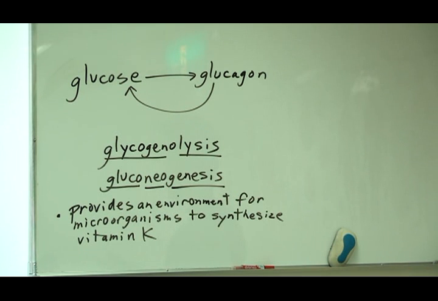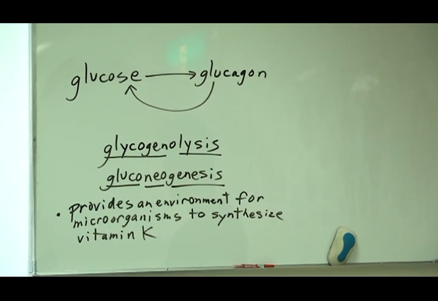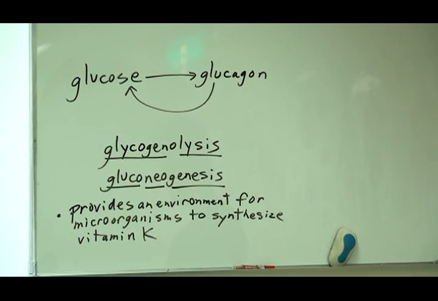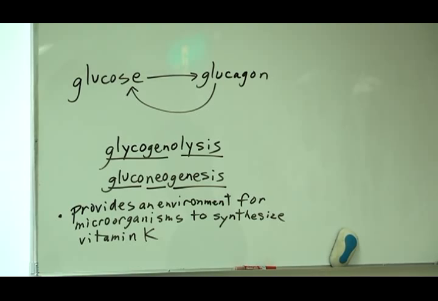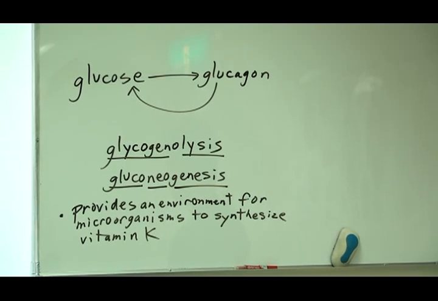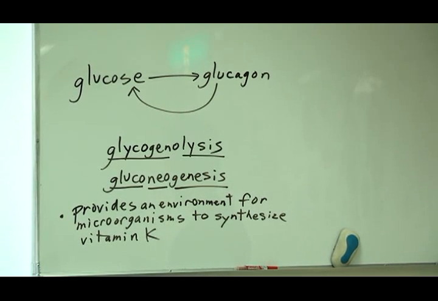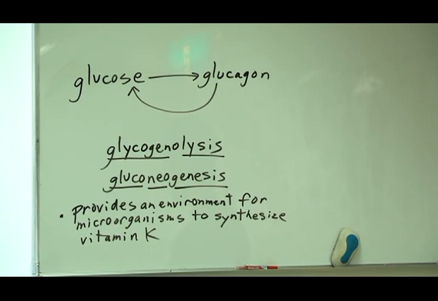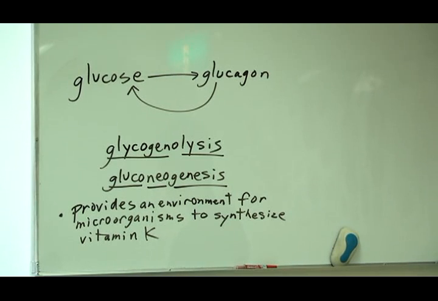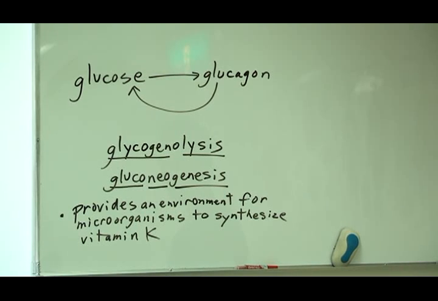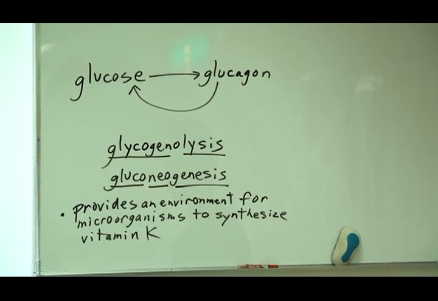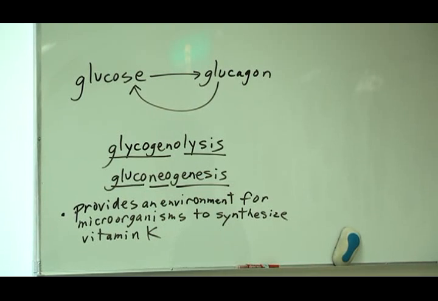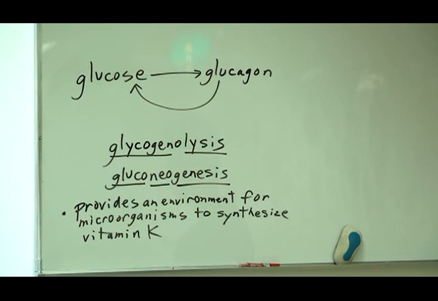So in patients who have surgery in the intestines, GI surgery, especially in the colon, if you remove the colon, for example in colon cancer, you expect them to have what? Bleeding problems, because the body cannot produce vitamin K. So the colon provides an environment for microorganisms, bacteria, to synthesize your vitamin K. That's the 4th function.